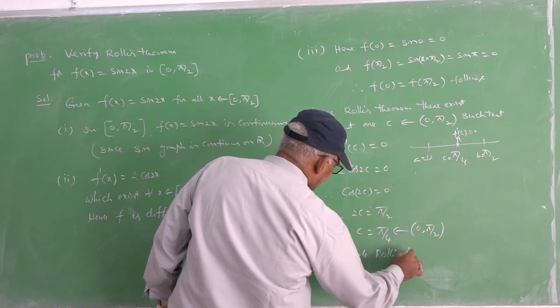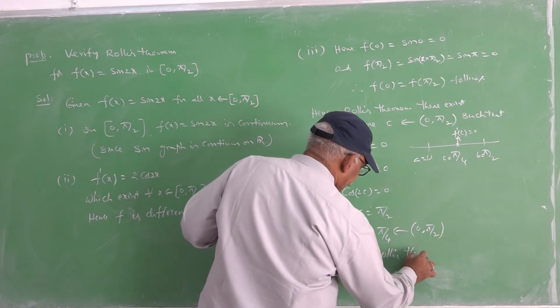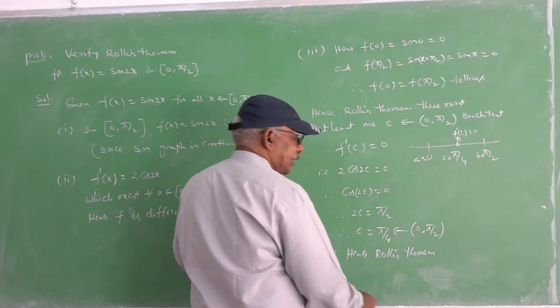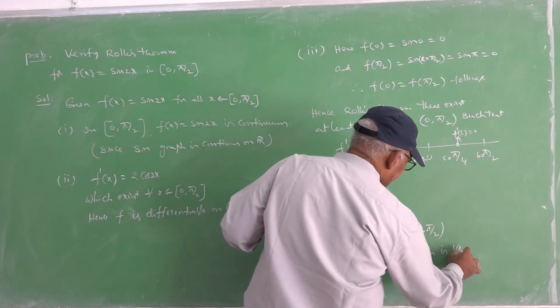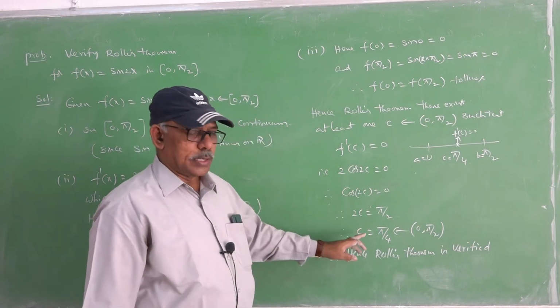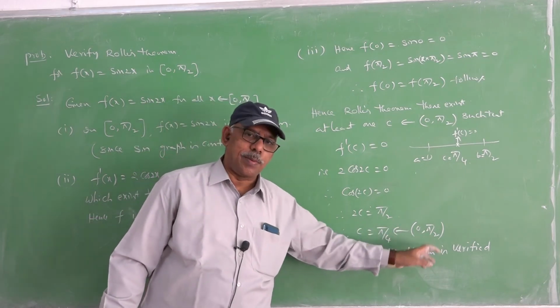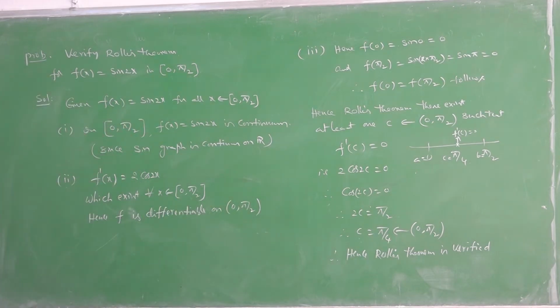Rolle's theorem is verified, because it lies in the interval 0 to pi by 2 clearly. Verification of Rolle's theorem is completed. Once the obtained C does not lie between A and B, Rolle's theorem is not applicable. This is the way of verification of Rolle's theorem for the given functions.